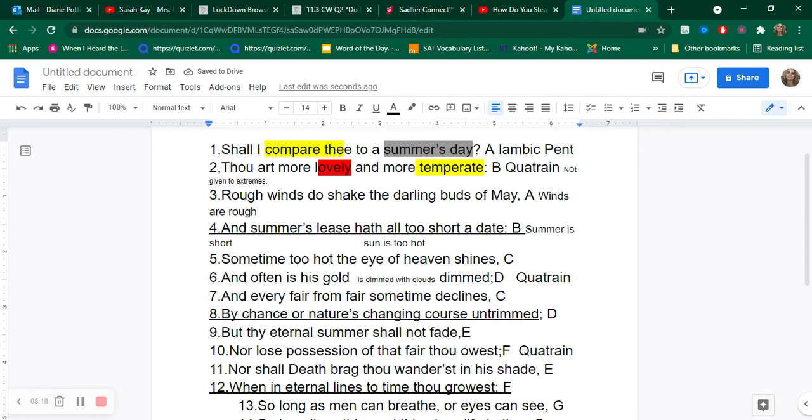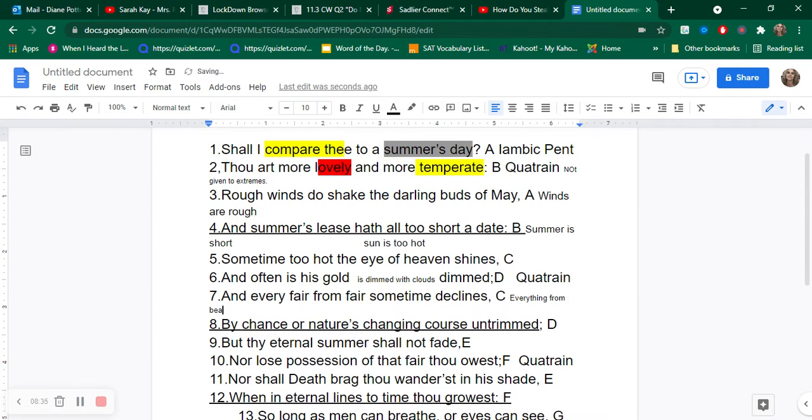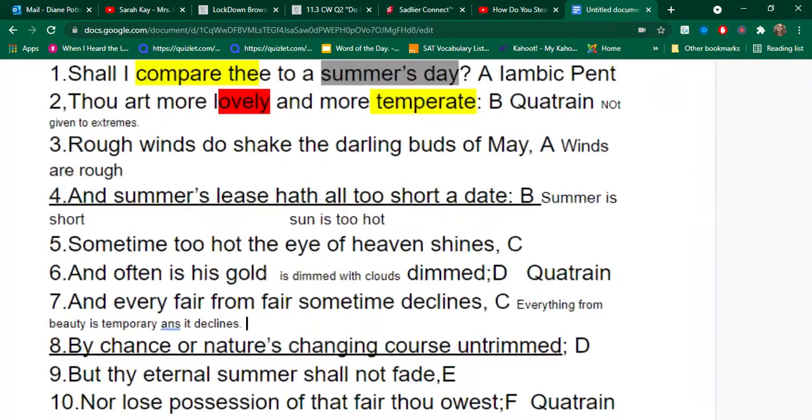And every fair from fair sometimes declines. What does that mean? That means time. Time is taking the beauty, everything that is beautiful, everything from beauty declines. Everything from beauty is temporary, and it declines.